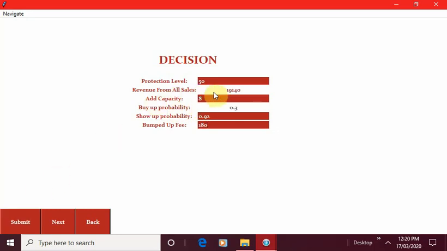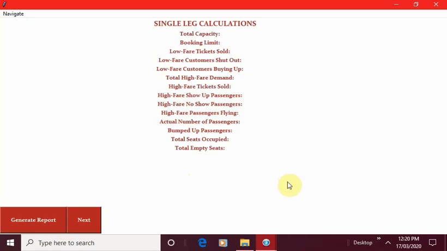So revenue from all the sales, that is low fare and high fare, is 19,140, and the buyer probability for each low fare customer who did not get the ticket for low fare, who is willing to buy the high fare tickets, is 30% chance for each customer, that is 0.3. So let's click on next, and here we generate the report.